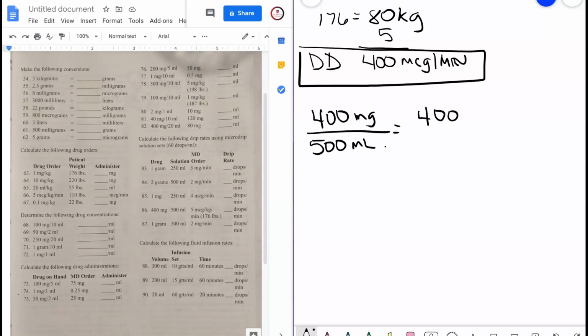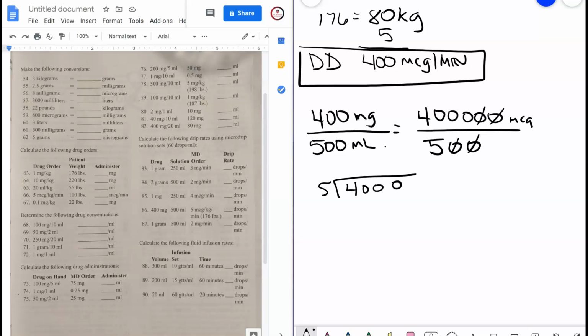You're going to move that decimal point over 3, so that means you're adding 3 zeros to make it a microgram. It's still in 500 milliliters. Make it a little smaller. So now you've got 5 into 4,000. 5 into 40 is 8. 5 into 0 is 0. 5 into more zeros, still 0. So your dose on hand is 800 micrograms per milliliter. That sounds a lot like dopamine.